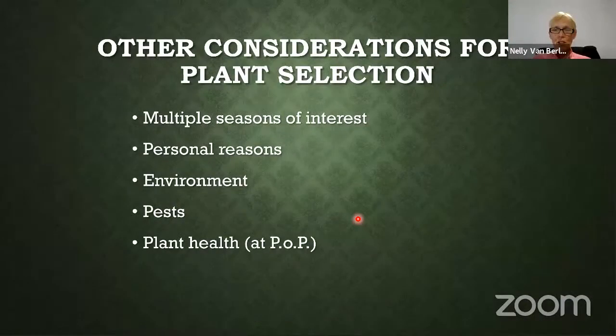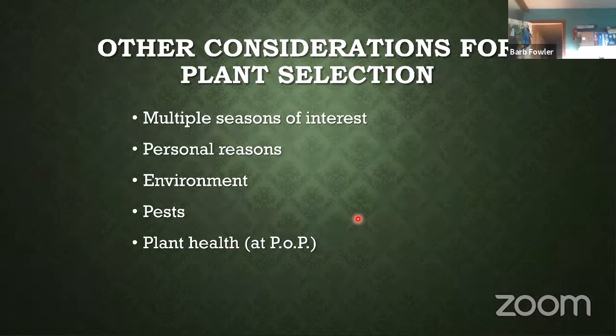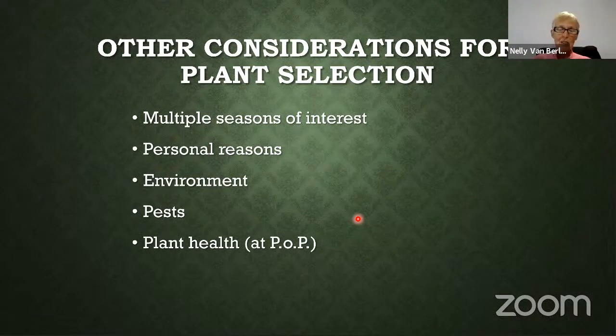And other considerations for plant selection? Think about multiple seasons of interest in the garden. And of course, many people have personal reasons for picking certain plants and thinking about the environment. Certain plants, you want to encourage native plants in your area, so keep that in mind if that's your goal. And of course, what pests you have in the area is going to determine your plant selection. And plant health at the point of purchase.